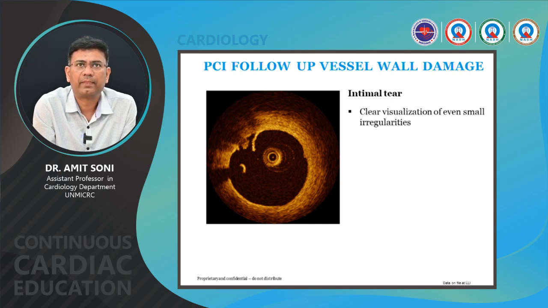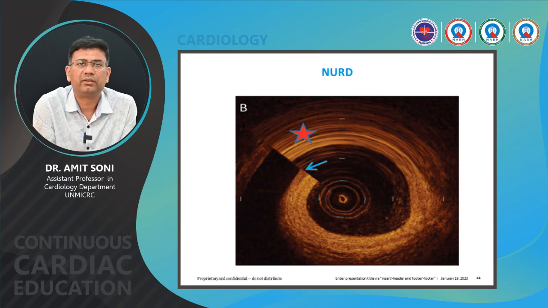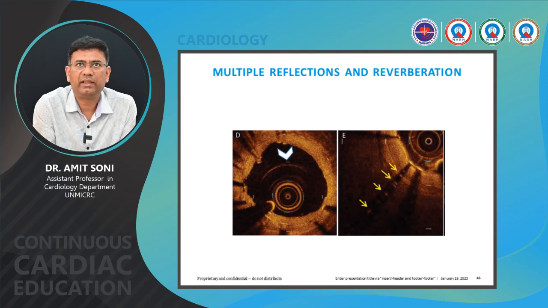Intimal tear. Artifacts. So what are the artifacts we see during the OCT? There is NURD, non-uniform rotational distortion, obliquity artifacts, multiple reflections and reverberation artifact.